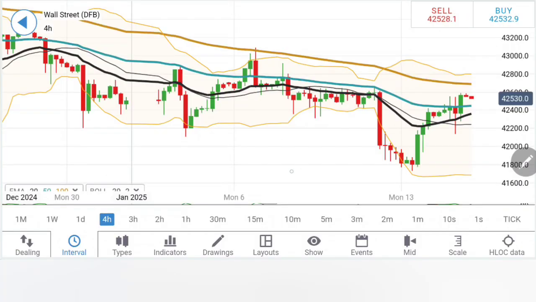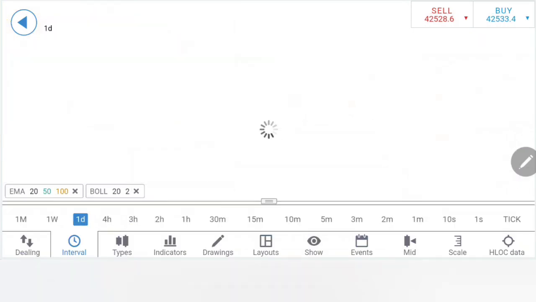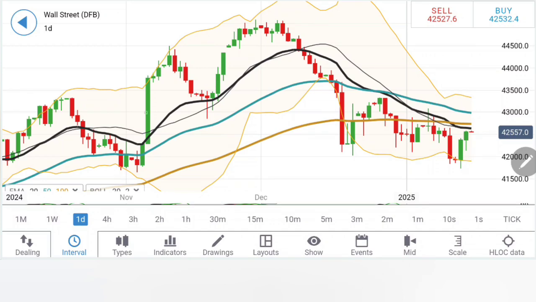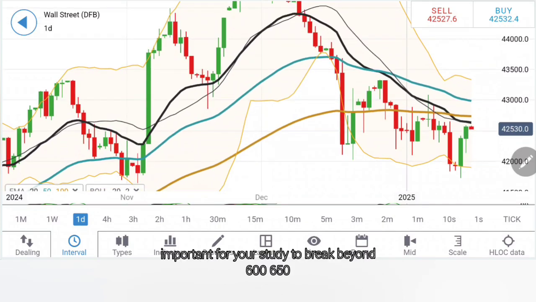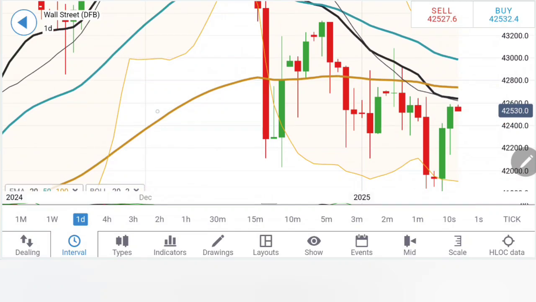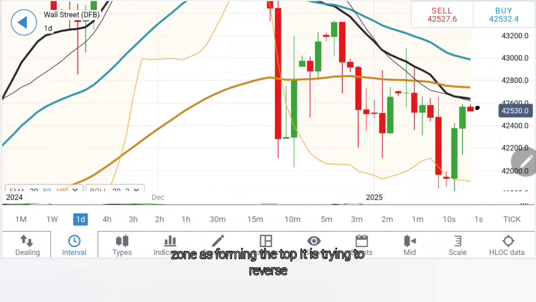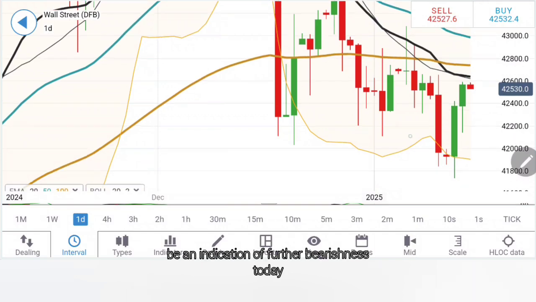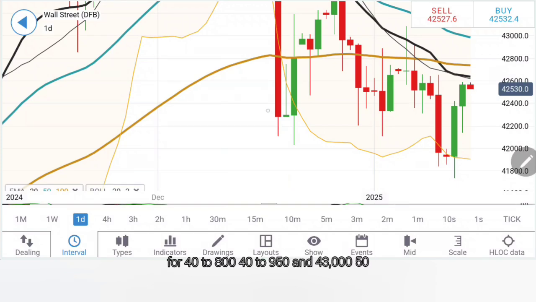On the 4-hour, the observation is more or less the same, and when you look at the daily charts, it has shown pullbacks and come towards the resistance here. It is very important for US30 to break beyond the 42,600, 650 zone, else it is forming a top. It is trying to reverse. Specifically, any drop below 42,300 should be an indication of further bearishness today, while any breakout beyond 42,600, 650 should be an indication towards a move for 42,800, 42,950 and 43,050.